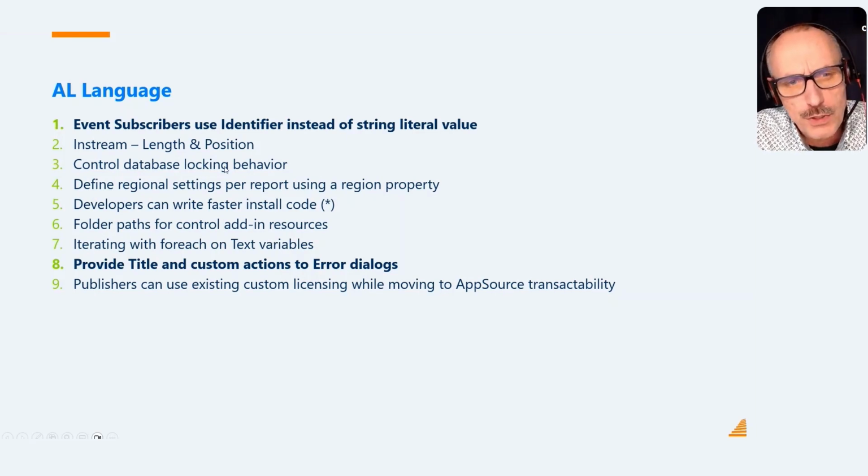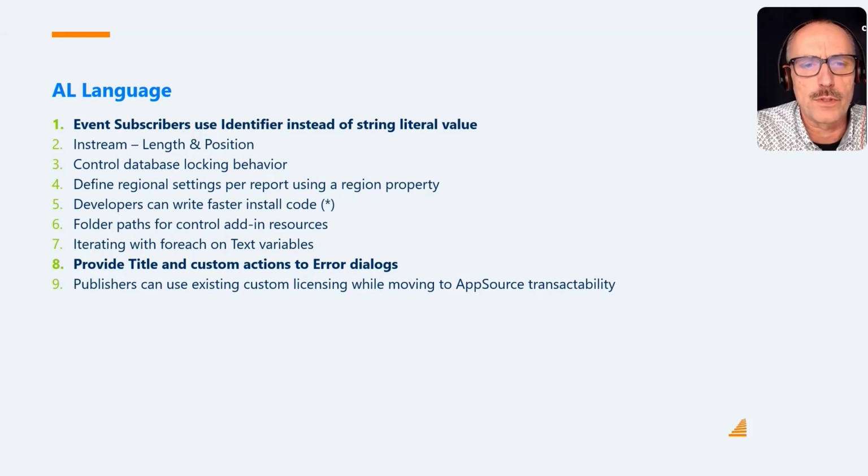For performance issues, there's also something called database locking behavior. If you are using a record and you are reading through a record set, you can now define if that loop that is going to read the data is reading uncommitted data or only the already committed data from other processes. So you can make sure that your process is not blocked by other processes, basically.